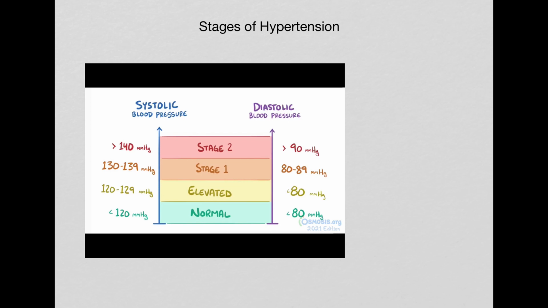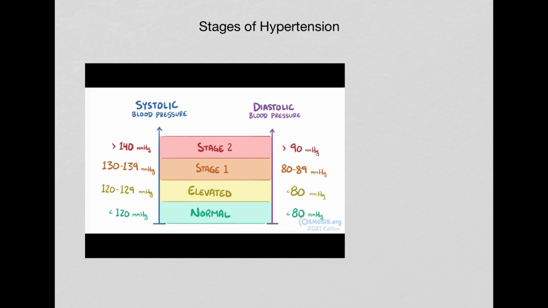The definition of hypertension recently became a little more rigorous than it was in the past, so I want to point out that normal blood pressure is considered a systolic pressure of less than 120 and a diastolic pressure of less than 80. If you have an elevated systolic pressure between 120 and 129 and your diastolic is still less than 80, then that is considered elevated blood pressure or pre-hypertension or borderline hypertension. Stage 1 hypertension is having a systolic between 130 and 139 or a diastolic between 80 and 89. And then stage 2 is a greater than 140 over greater than 90.